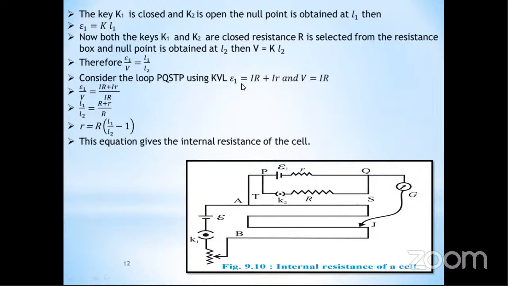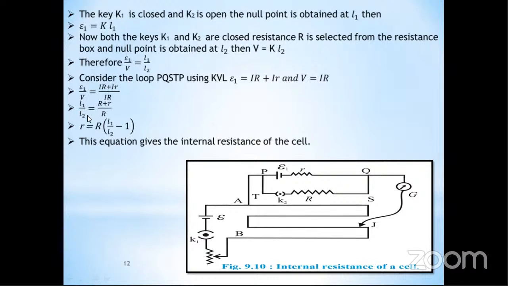Here this E1 is equal to, using the loop PQSTP, Kirchhoff's voltage law, E1 is equal to I R plus I r, that is I times R plus r, and again V is equal to I R. Using this formula here, this I gets cancelled.